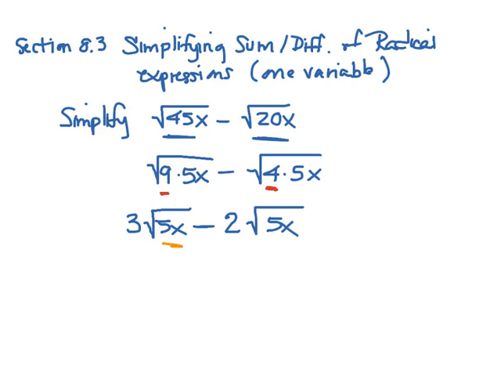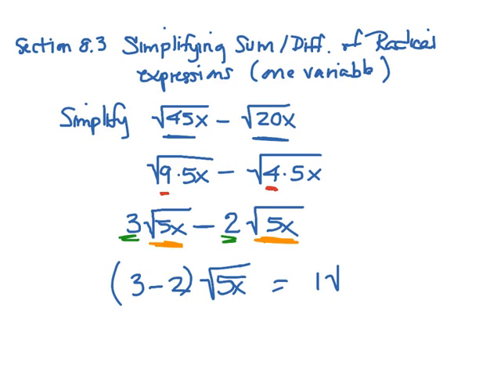Now, everything is good again. We have the same square root, the same radical part. So we can simply take 3 minus 2. That's what we've got here and here. 3 minus 2 times, we factor out a square root of 5x. So 3 minus 2 just gives us 1 times the square root of 5x. And if 1 is understood, we just leave the 1 off, and we get the square root of 5x.